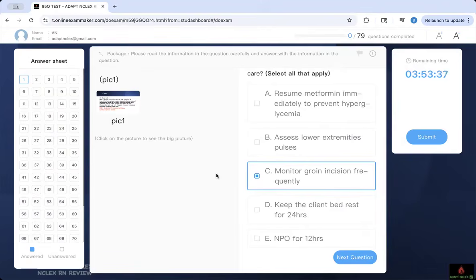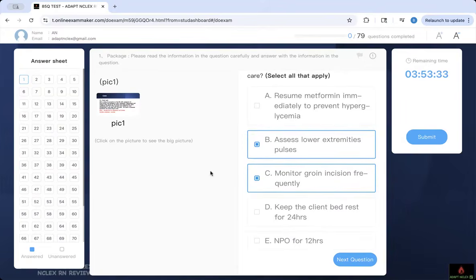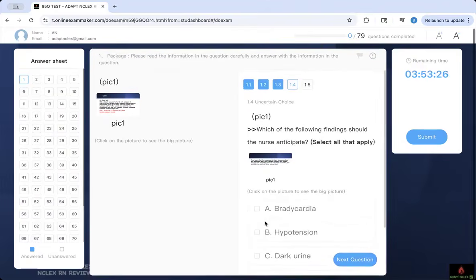Yes, because they can have thrombosis. And metformin should wait for what? 48 hours before you can resume it. And so this is what you do. B and C are your right answer.